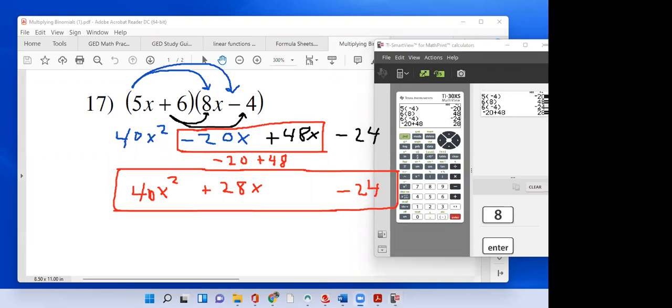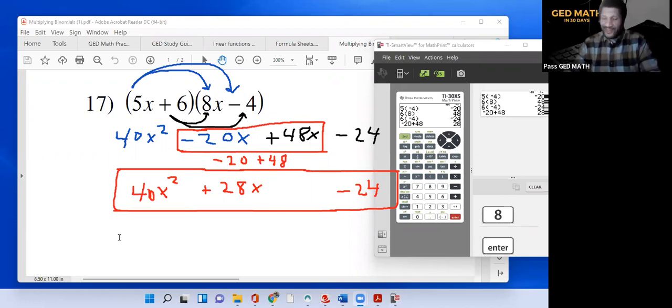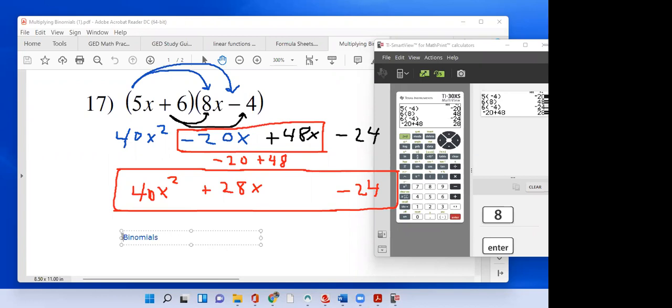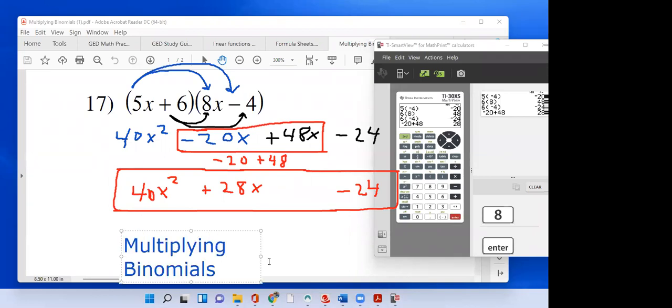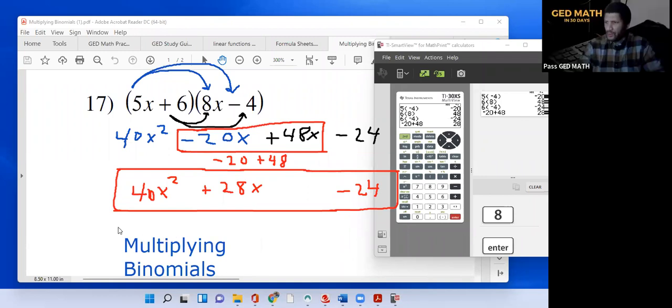How do you spell binomials? Binomials. Where do you spell that? Look at the top. Where? On the left corner. Binomials. There we go, right there. Let me make it a little bit bigger. Even bigger than that. Oh, I see what she's saying. Okay, the right corner. I don't know why it's not that.